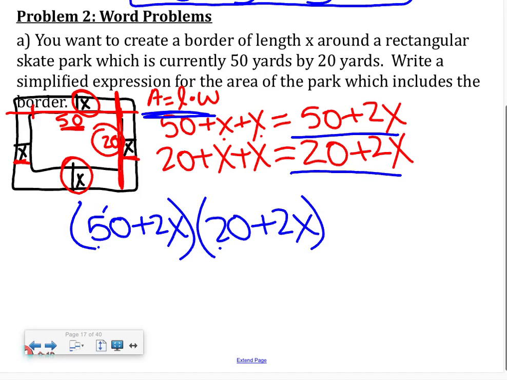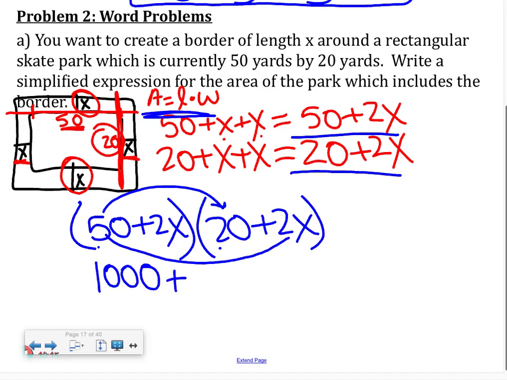So I'm going to multiply this 50 to this 20. And when we multiply 50 times 20, well, we know 5 times 2 is 10, but we have 2 extra zeros there. So what we have when we take 50 times 20 is we are going to get 1,000. Now I'm going to do outside, so I'm going to multiply this 50 times 2. And so when we take 50 times 2, we're going to get 100. And since we have that x, we're going to have 100x.